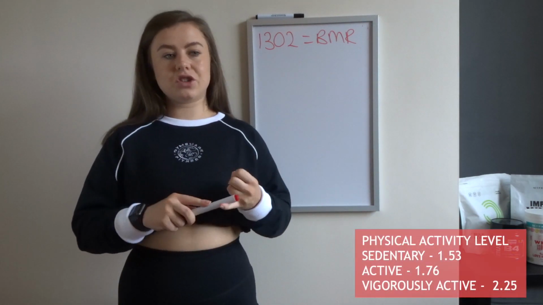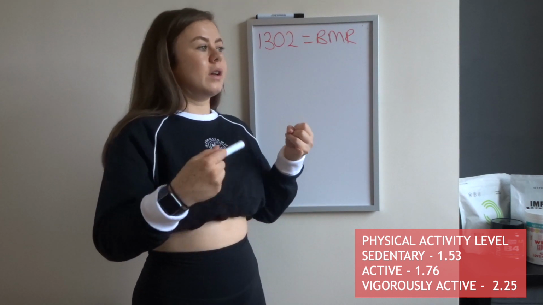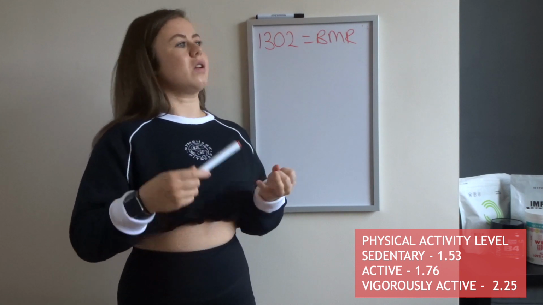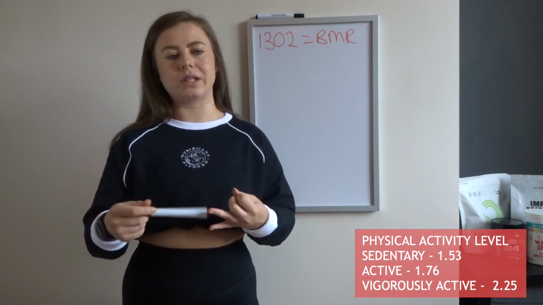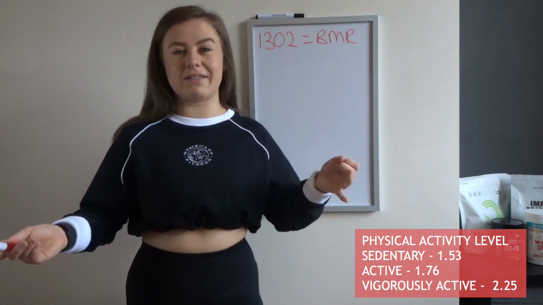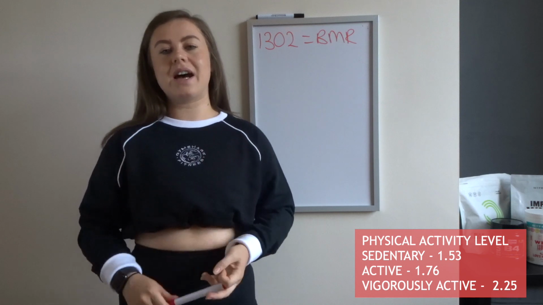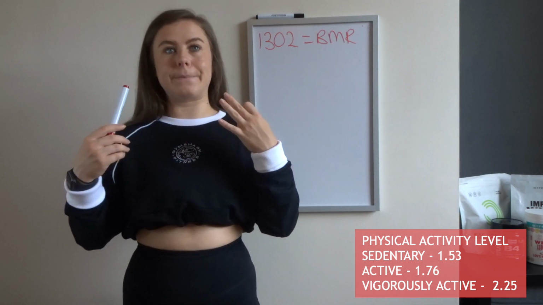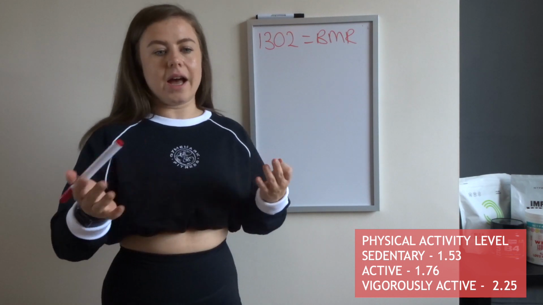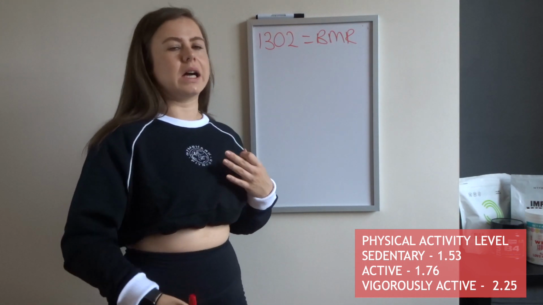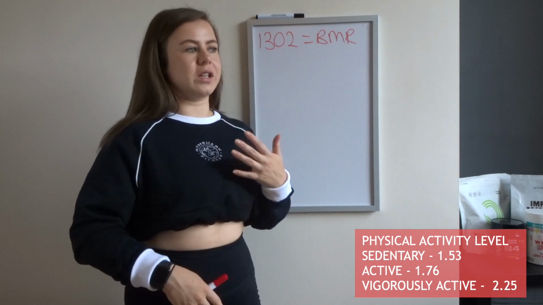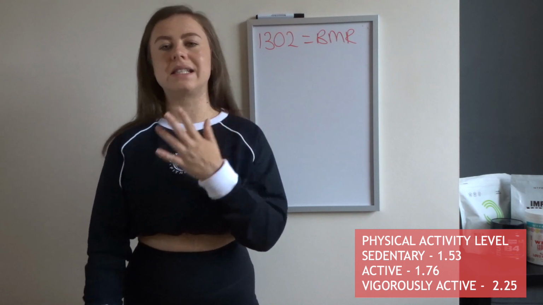You have sedentary, so office job, little activity. Then you have active, which is, you know, you're working out 3 to 4 times a week, and you're hitting 10,000 steps essentially. And then the third one is vigorously active. So this is, you know, you are always on your feet. Say for example, you're a builder, a labourer, you're using a large amount of calories daily, just through your job, your activities, that kind of thing.